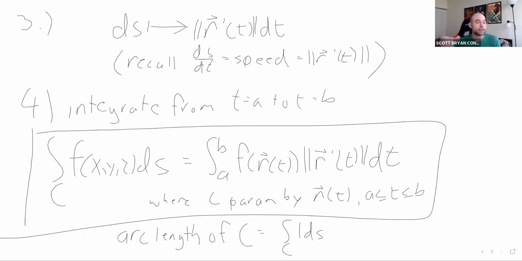So that works just like if you want to find the area of a region in R2, you integrate 1 over that region with respect to area. If you want to find the volume of a solid region in R3, you integrate 1 over that region with respect to volume. If you want to find arc length of a curve, you integrate 1 over that curve with respect to arc length. That's good to remember.